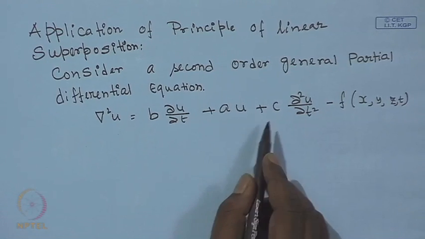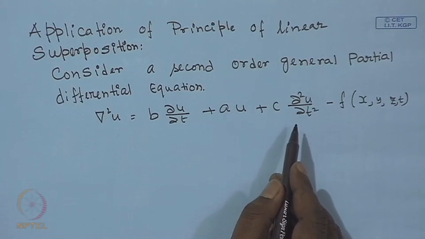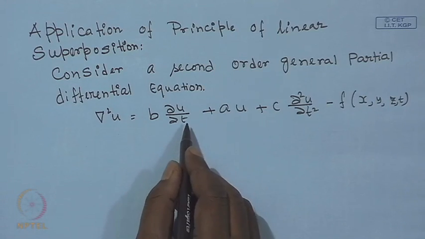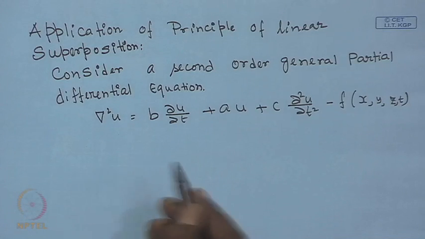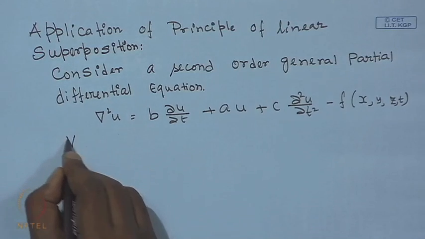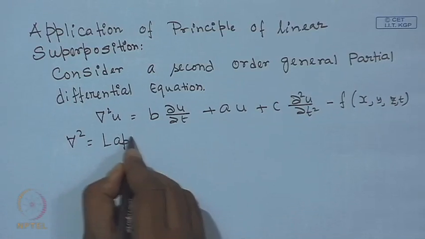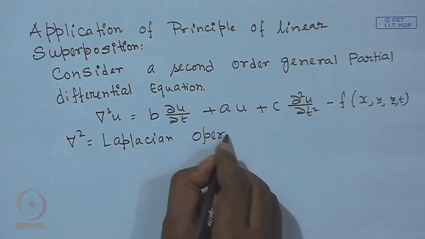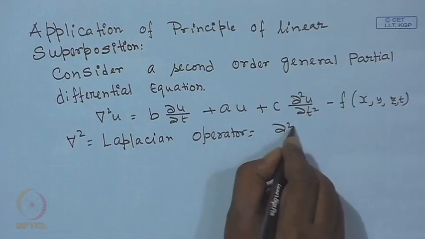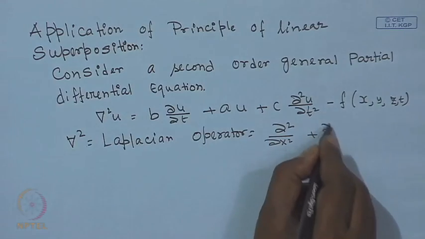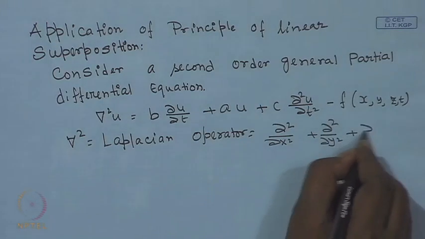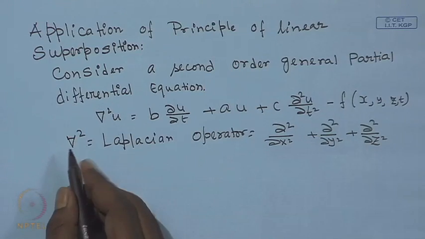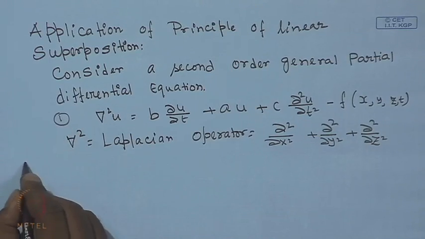So, we are considering a 4-dimensional problem where x, y, z are the 3 main spatial dimensions, and t is the time dimension. So, it is a 4-dimensional problem. Grad square is a generalized Laplacian operator. So, this will be del square del x square plus del square del y square plus del square del z square. So, in this equation, let us say this is equation number 1.